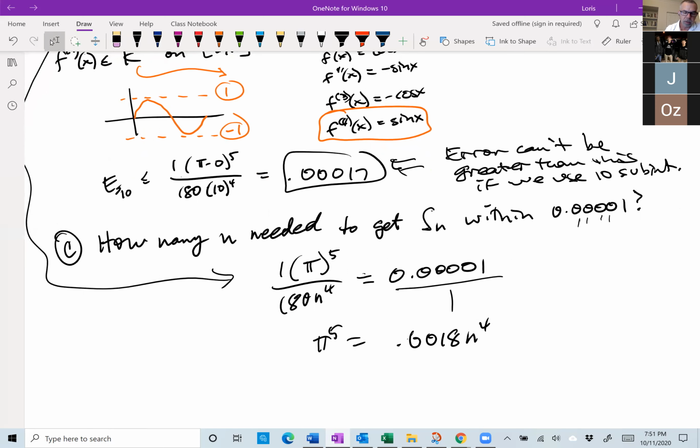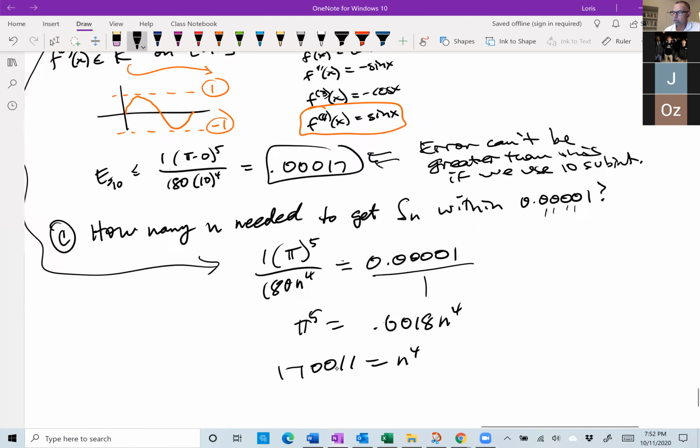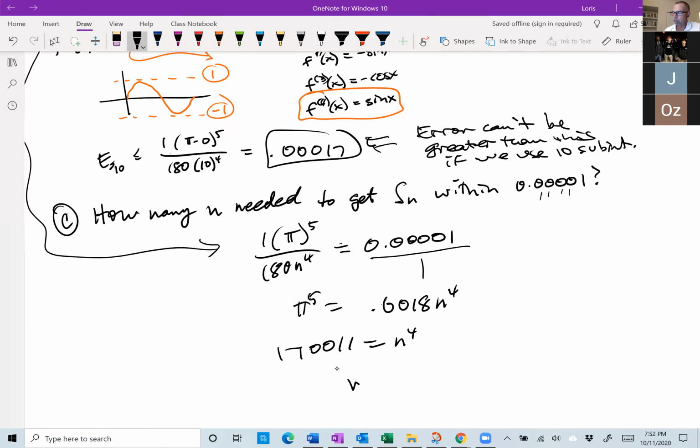So now take the 4th root of that. And I get 20.3. Okay, I'm glad I did this problem. So I get n equals 20.306. Now I can't have 20.306 subintervals, okay?